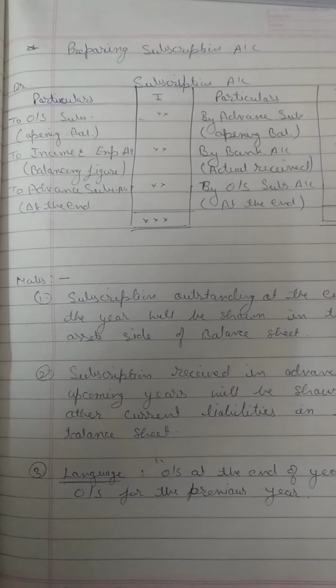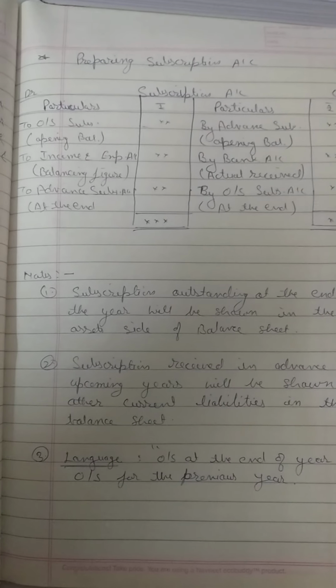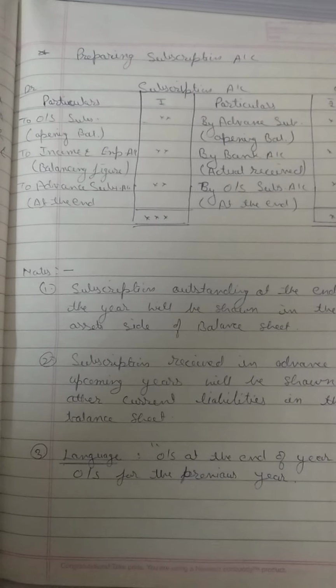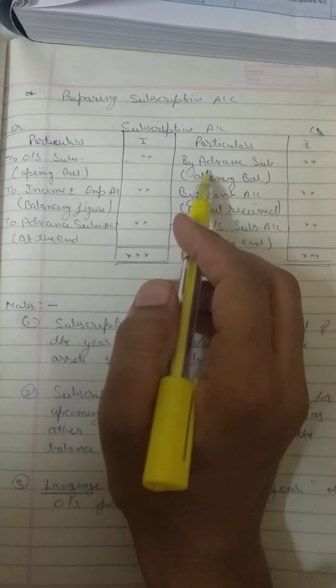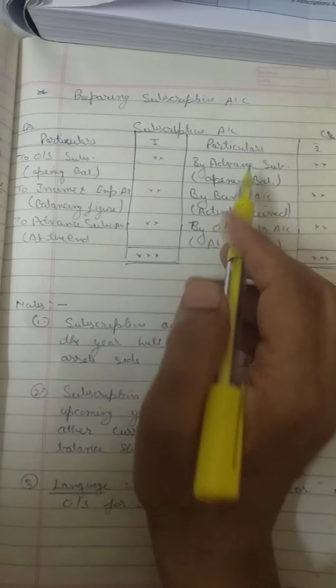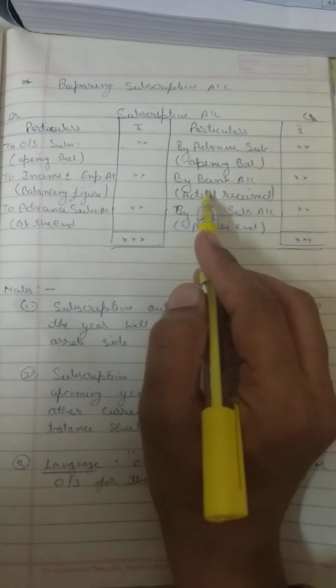The next method is preparing a subscription account. In this account, we first of all will transfer the opening balances of the outstanding subscription account and the advance subscription account. So what will be the entry? First, the outstanding subscription will be debited to outstanding subscription, and the advance will be transferred here as advance subscription. The amount realized in actual, whether in cash or bank, will be shown here by bank.